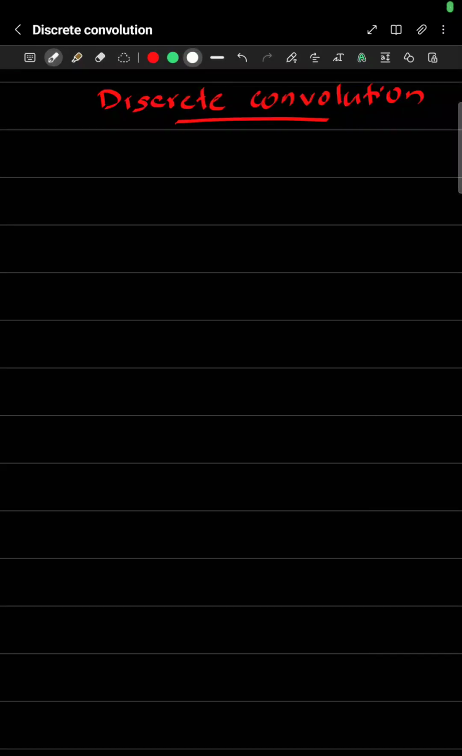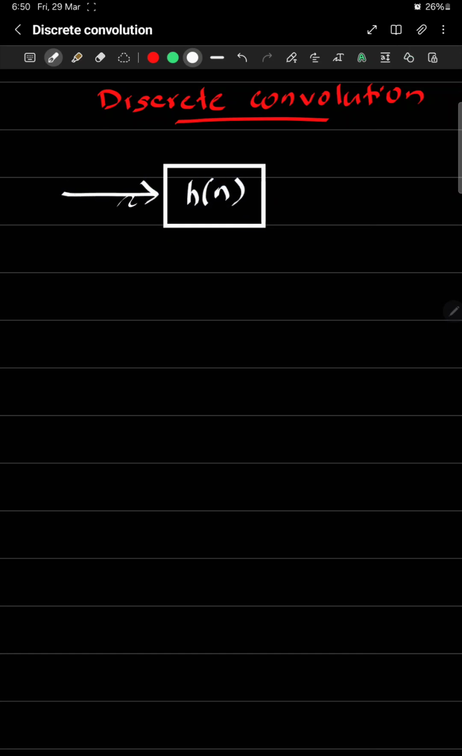Let us see about discrete convolution. Last class we have seen about the convolution integral. Similar to the convolution integral, you have discrete convolution for finding the output of a discrete system. Let us consider a system with impulse response h of n. When it is having an input, say x of n, everything is in terms of n. It's a discrete world. Say the output is y of n.